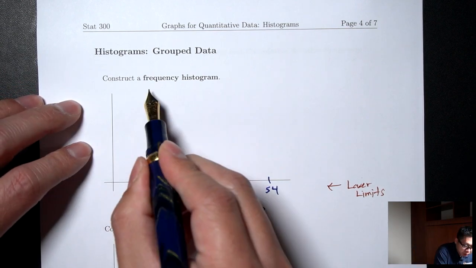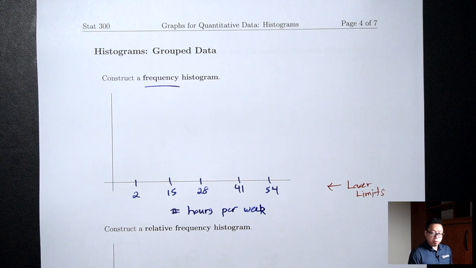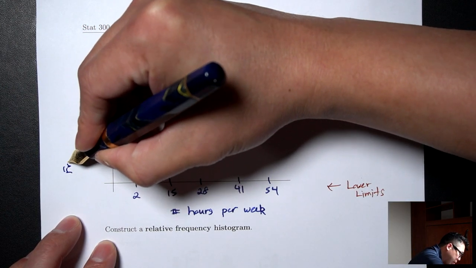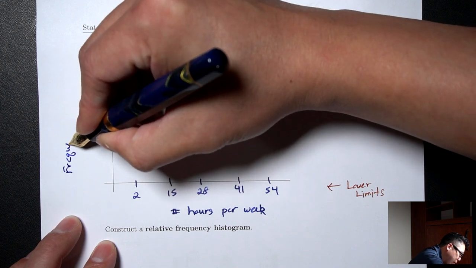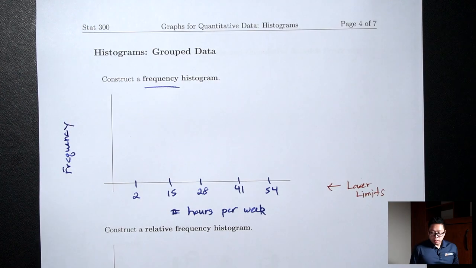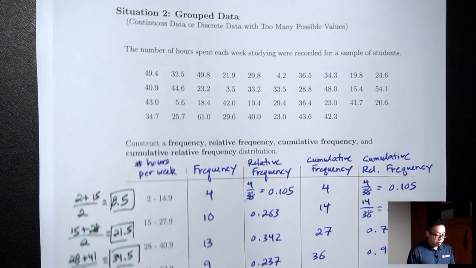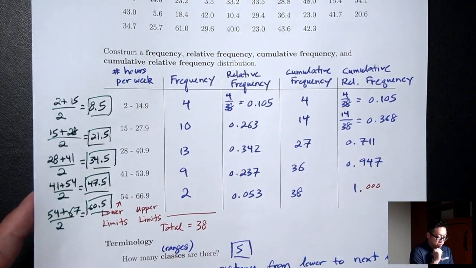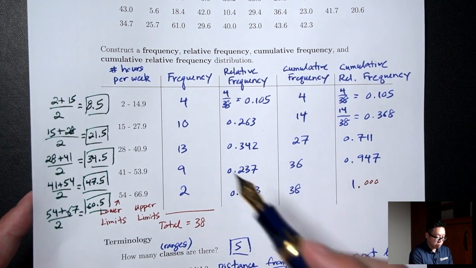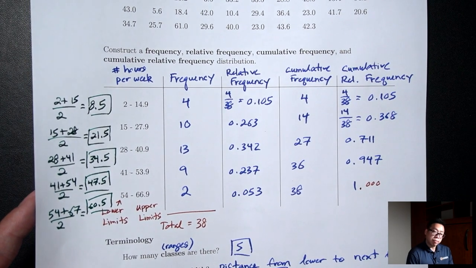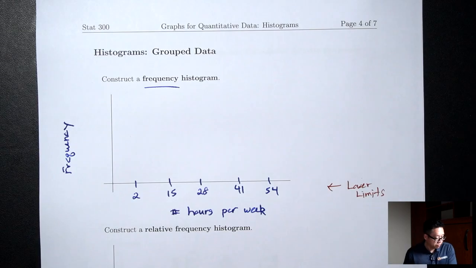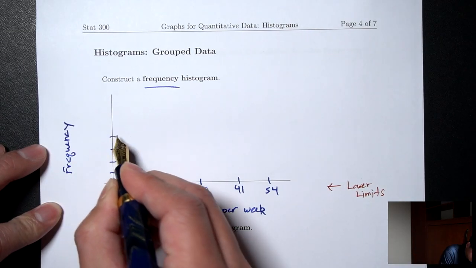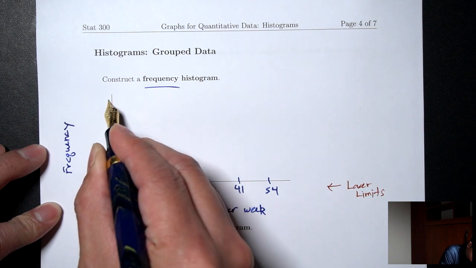We're talking about a frequency histogram. That means we're going to put frequency on the y-axis. Now for this situation, if I look at my frequencies, 4, 10, 13, 9, 2. So I need to get up to 13. This one, I can count by twos, I think. I'll count by twos. 2, 4, 6, 8, 10, 12, 14.